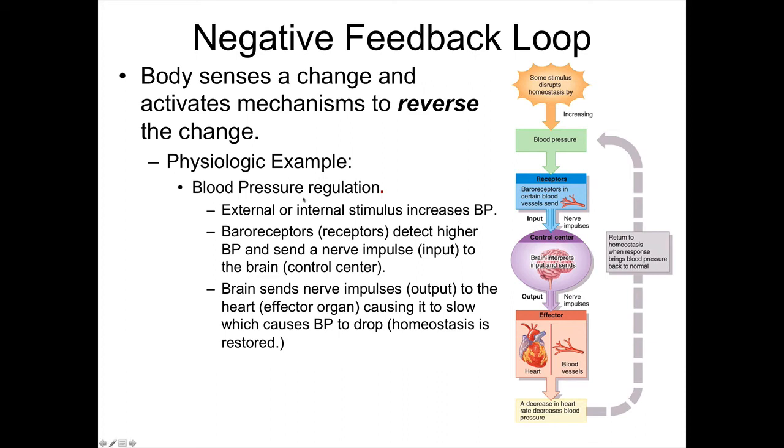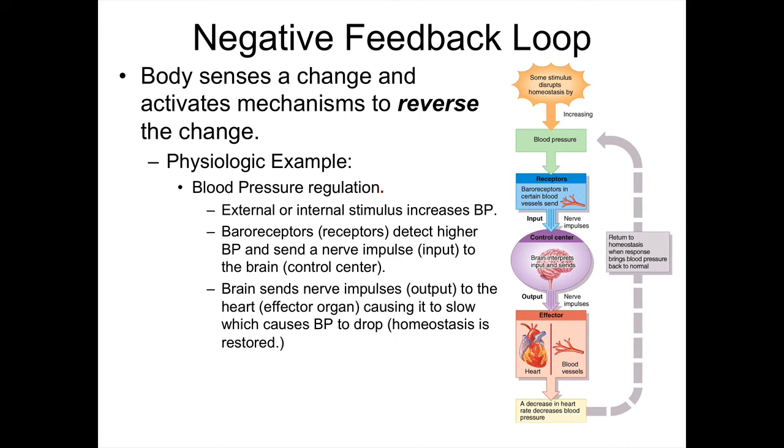But the receptor in this case is called a baroreceptor, because anything that has to do with pressure is baro. So a barometer detects atmospheric pressure. So a baroreceptor is a pressure receptor which is located inside our blood vessels. Blood vessels are what carry blood from the heart to the tissues and from the tissues back to the heart. So they have baroreceptors. Something happens and your heart starts to beat faster. There has been a disruption.